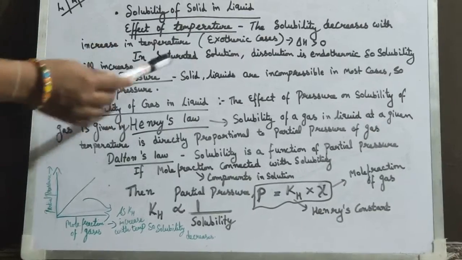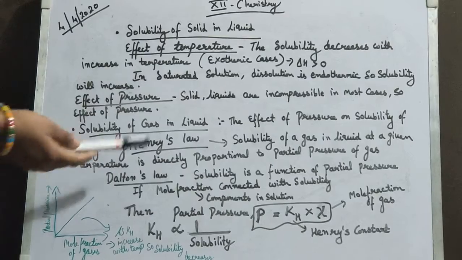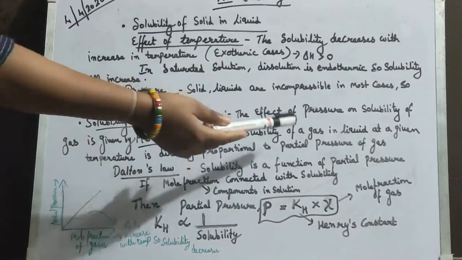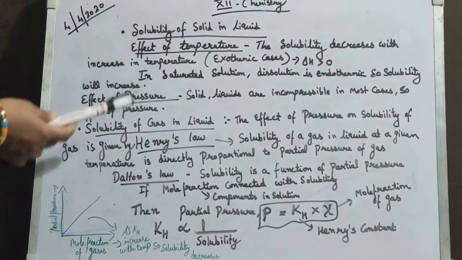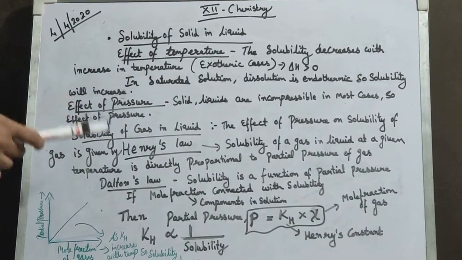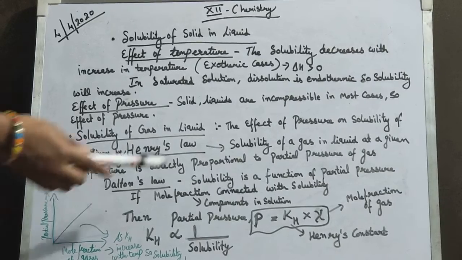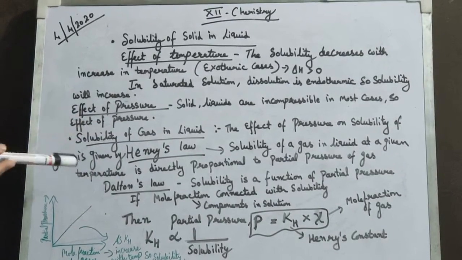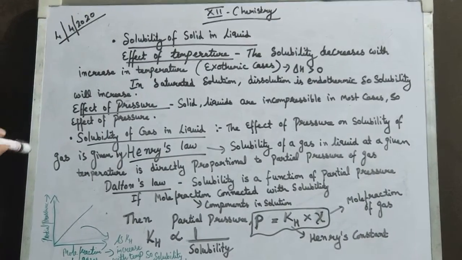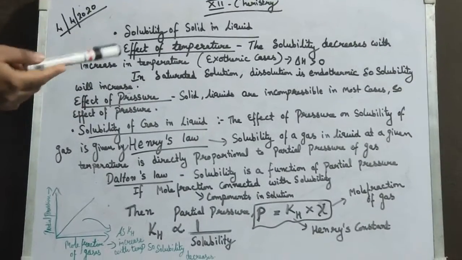Right? So with respect to this concept, Henry was the scientist who gave one law in which he talked about solubility of gas in liquid with respect to the pressure. Now if you talk about pressure, there is total pressure and there is partial pressure. Partial pressure is when we talk about one particular gas according to Dalton's law, right? So that's why Henry's law states that solubility of a gas in liquid at a given temperature is directly proportional to the partial pressure of the gas.